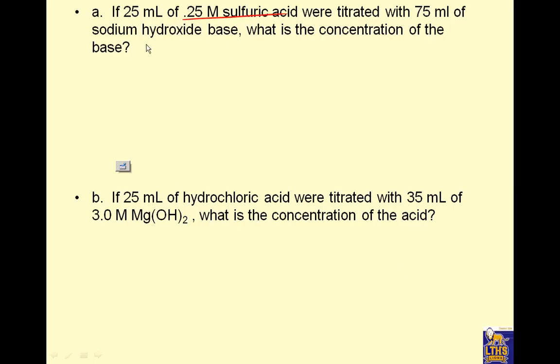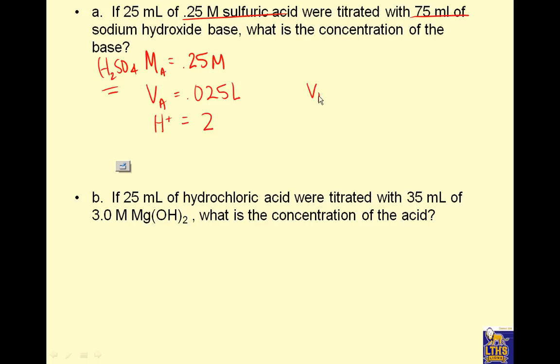All right, so here's a problem. We have 0.25 molar sulfuric acid, so the molarity of the acid is 0.25 molar. It's H2SO4. What is the volume of the acid? Well, 25 milliliters, 0.025 liters. How many H pluses are in the acid? 2. Titrated with 75 milliliters of base. 75 is the volume of base, 0.075 liters. Molarity of the base, the concentration, that's what we're looking for. And then OH minus. How many OH minuses? Sodium hydroxide, NaOH. So 1. I almost wrote 2. There's only 1.